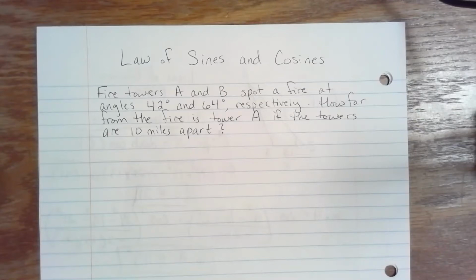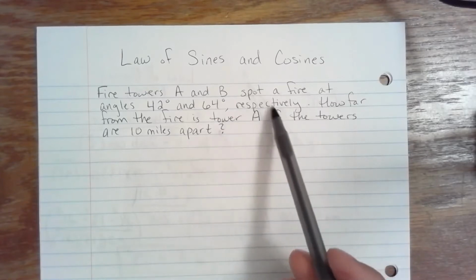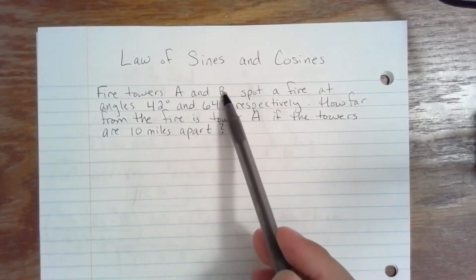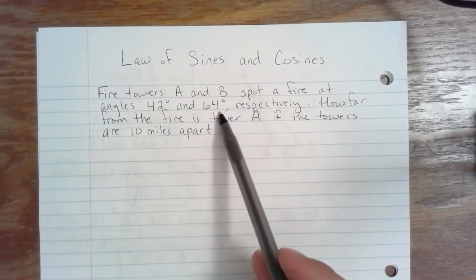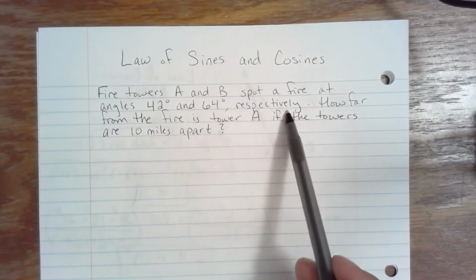Alright, we're taking a look now at two fire towers that are situated at points A and B. They spot a fire at angles of 42 degrees and 64 degrees respectively. If you're not familiar with the wording respectively, that just says in the same order. So A and B in that order means that the A tower corresponds to the 42 degrees, the first one listed. The B corresponds to 64 degrees. So just be mindful of that word respectively.